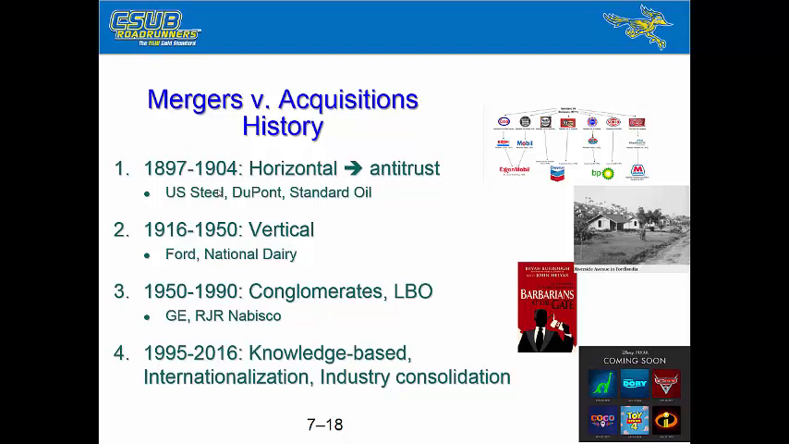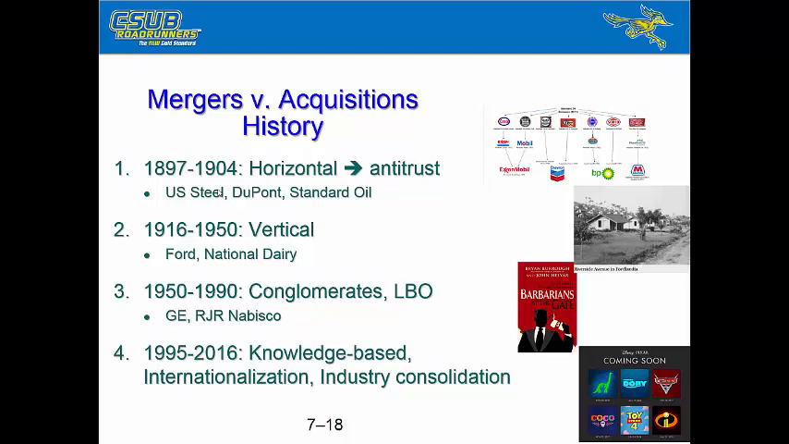where, like we talked about in that slide before, you're purchasing various businesses in different stages of the value chain of an industry and combining them all into one business. So Ford and National Dairy are some examples of that. From the middle of the 20th century towards the tail end of the 20th century, there was a trend towards corporate conglomerates and leveraged buyouts. So GE and RJR Nabisco, there was a trend towards combining businesses in order to achieve financial economies in back office functions like HR, information systems, purchasing, things like that.